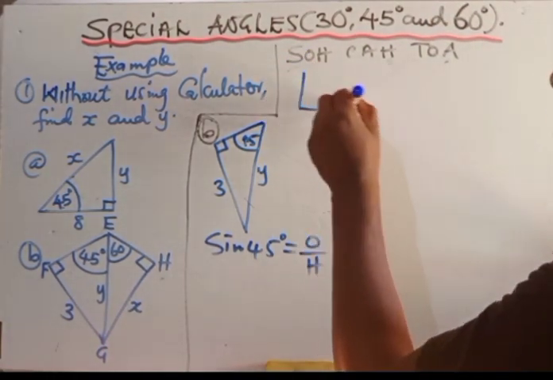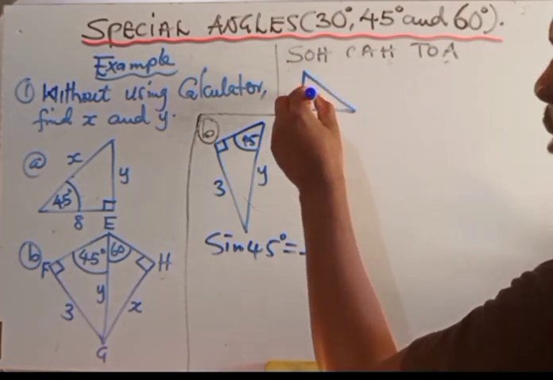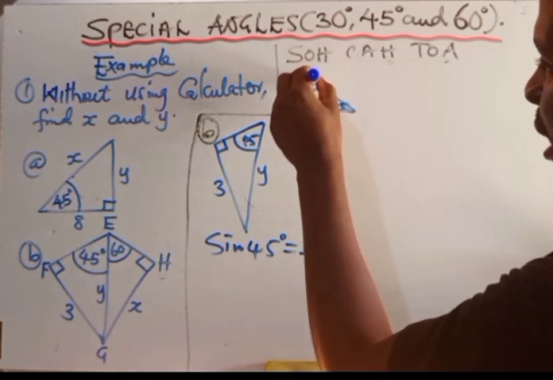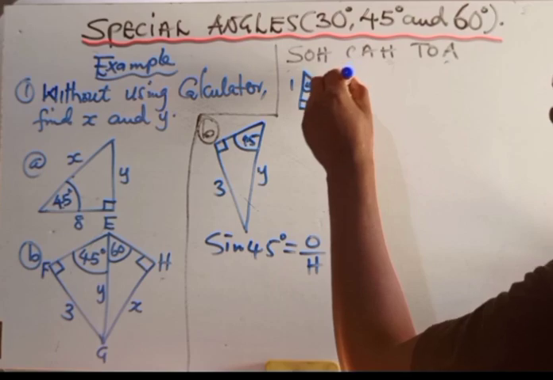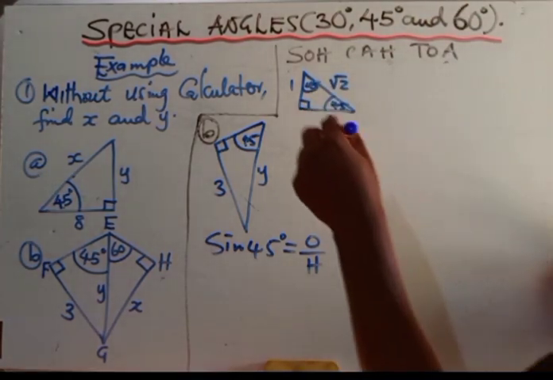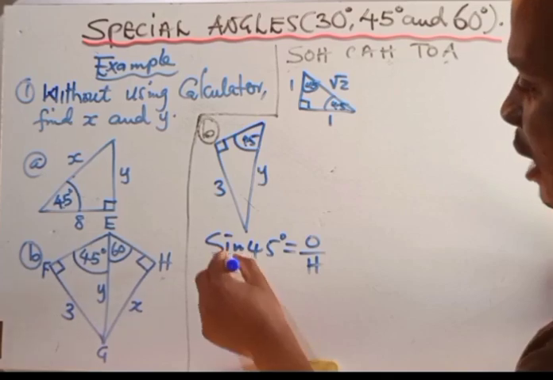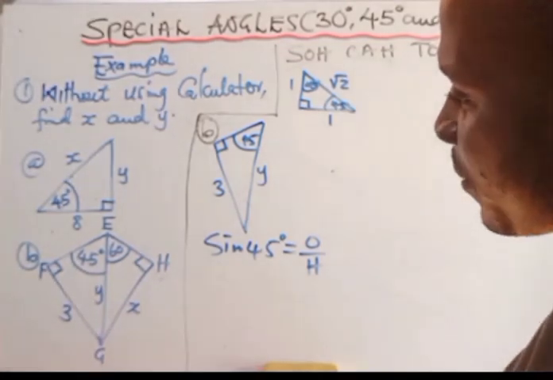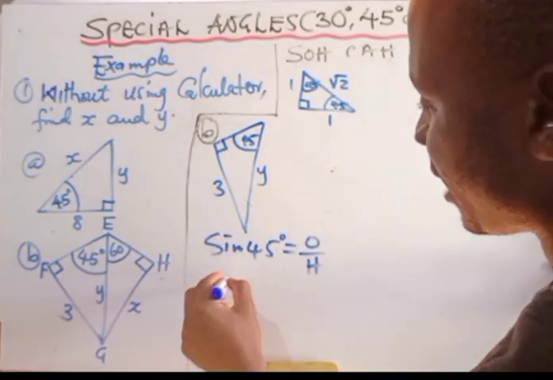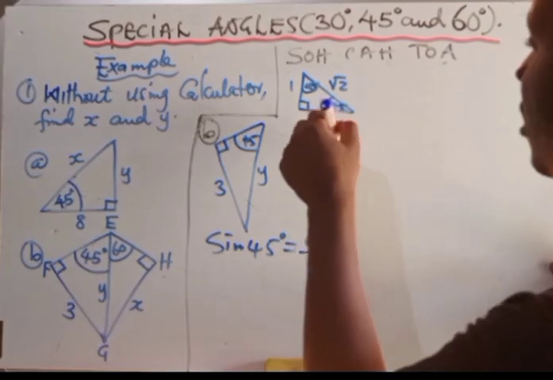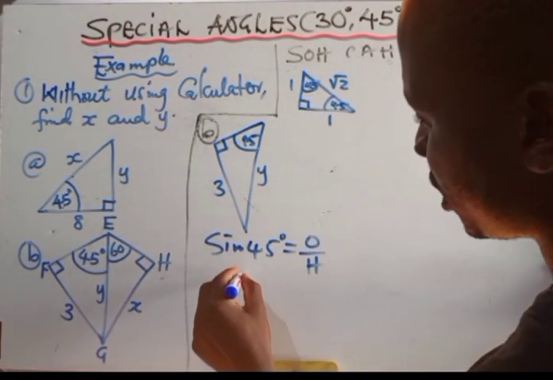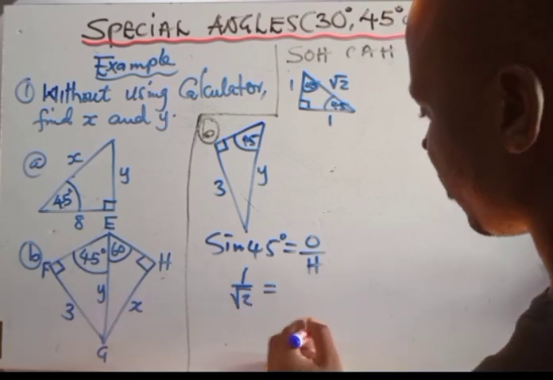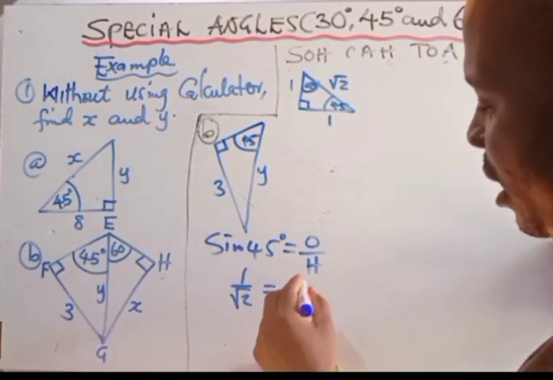Remember to come up with that for the sake of knowing. There we have 1, there we have 45, there we have 45, then there we have the root of 2. Its opposite is 1. So sine 45, we know the answer. It is the opposite over hypotenuse, so it is 1 over the root of 2. That is sine 45.